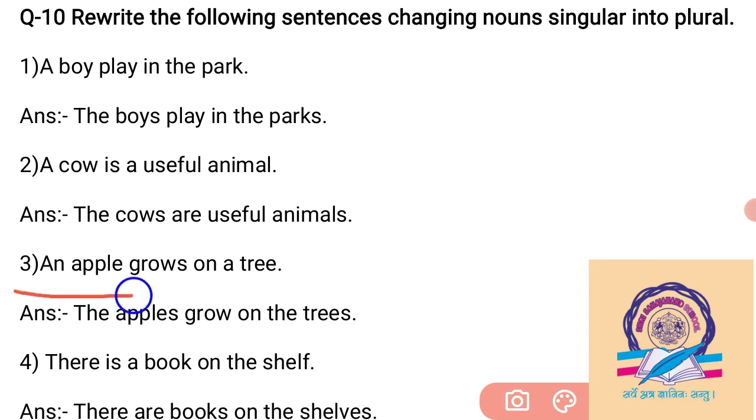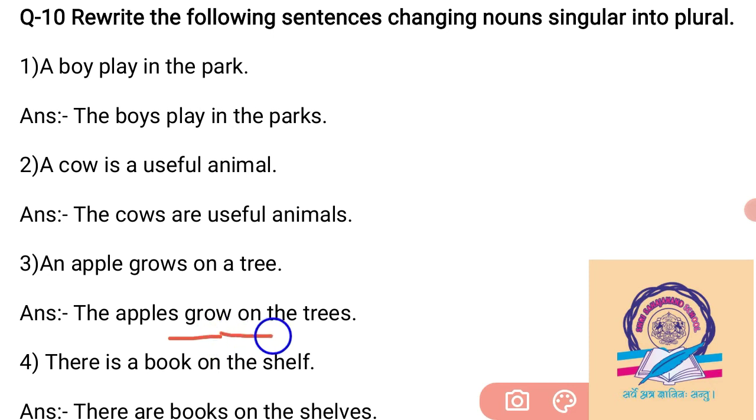Then, an apple grows on a tree. Remember it carefully here. We have to add s or es in a simple present tense. Apple here, I am talking about one single apple. So we have to add s or es after the verb. But for making the plural, a or an changes into the, and apple changes into apples, and we have to remove s or es in a plural form. So here you can find grows, but I remove s and write grow.